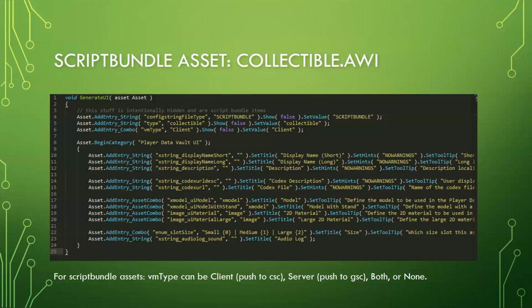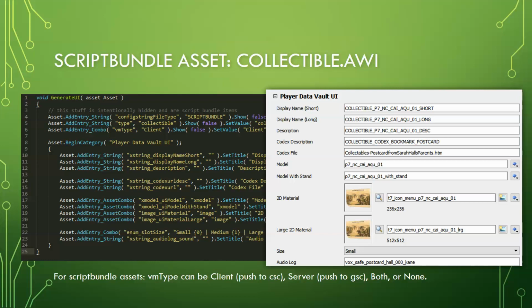This is a bunch of different entries. The first 5 are strings, the next 4 are assets, and then it's an enum value and a string. I'll show you what it looks like in Ape. Like I said, the first 5 are strings, and then it's 2 models, 2 images, even though they say material, and then an enum and audio. Oh no, that's just a string too.